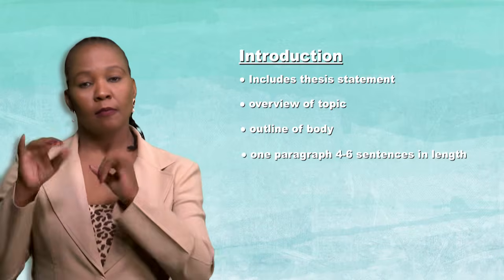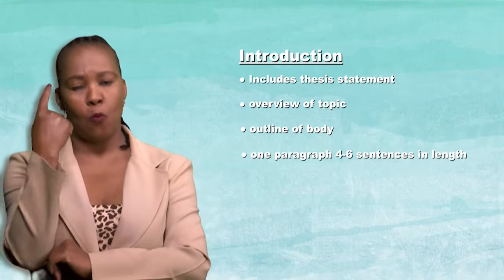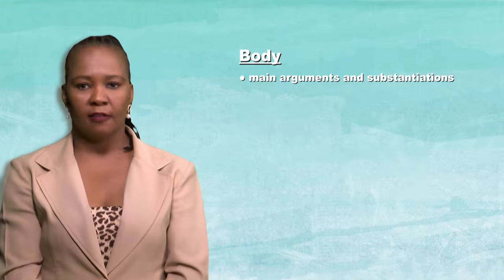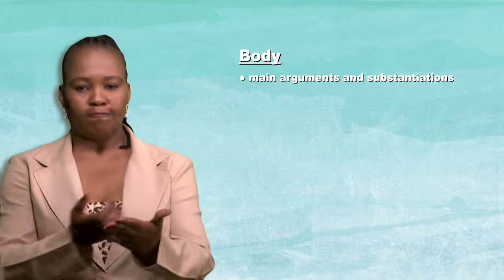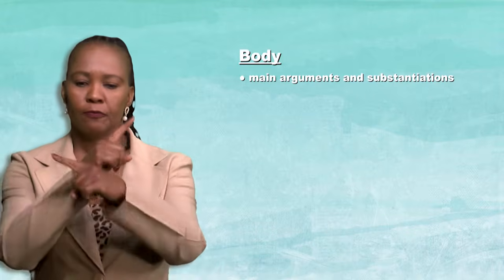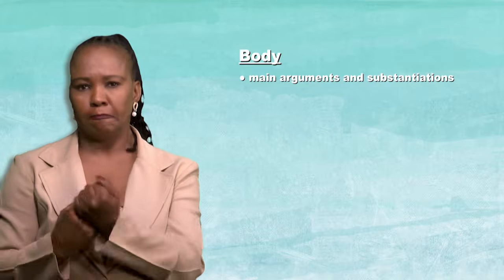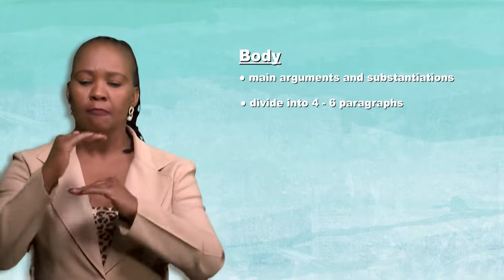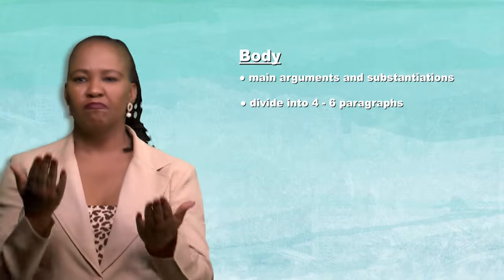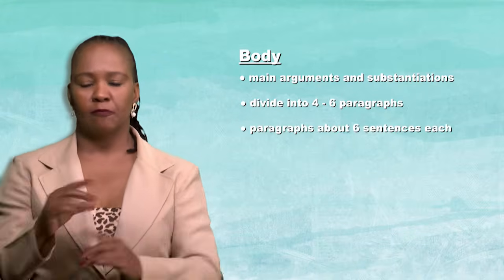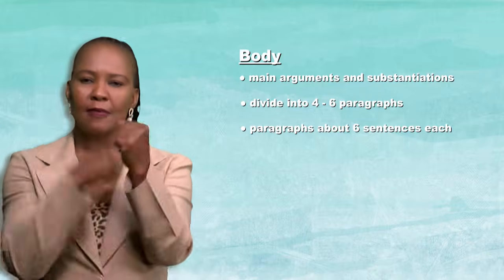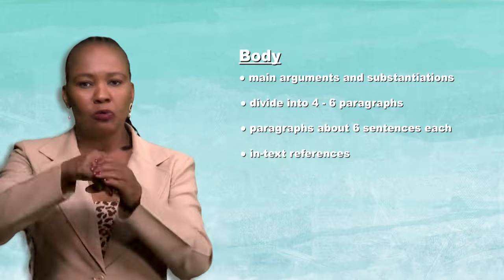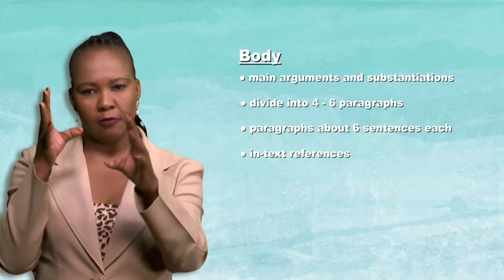The introduction usually contains only one paragraph of about 4 to 6 sentences in length. The body of the essay presents the main arguments and substantiations of the discussion. It should be divided into paragraphs, preferably between 4 to 6 paragraphs for a short essay. Structure each paragraph into about 6 sentences, which will include your supporting information and in-text references.